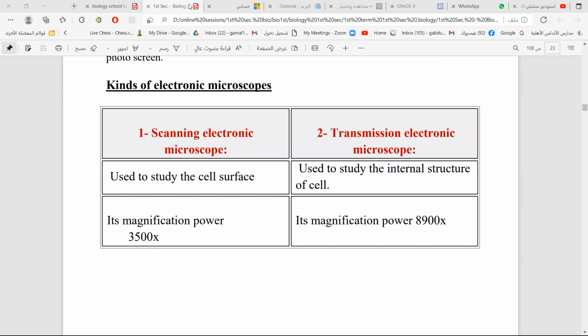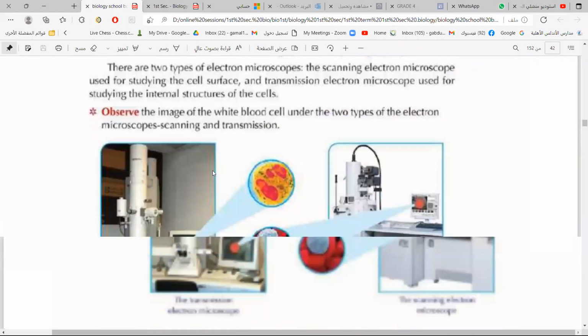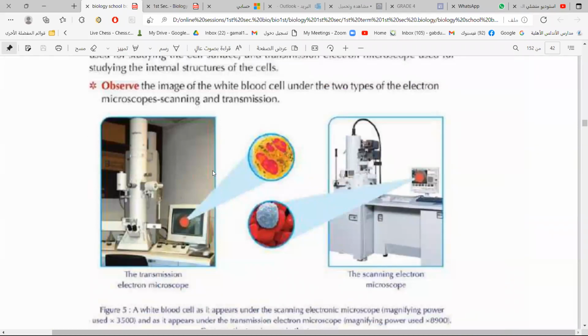And we have two types of the electronic microscope. One is called transmission and one is called scanning. The scanning microscope can give a photo of the surface of the cell. The transmission microscope can give a photo of the internal details of the cell. So it gives more details with more magnification power. So the transmission is stronger than the scanning.